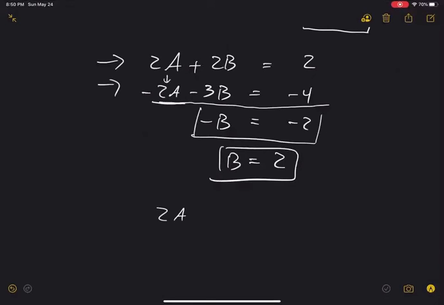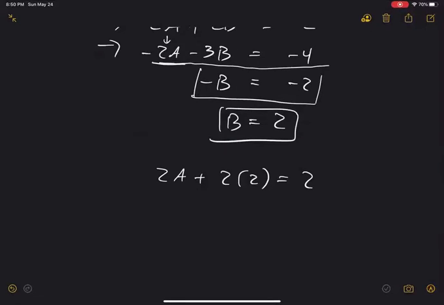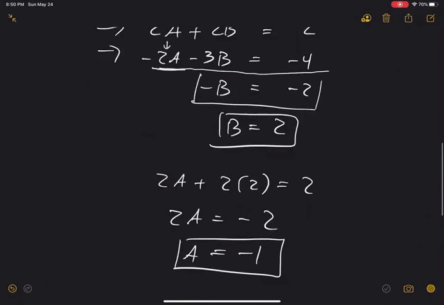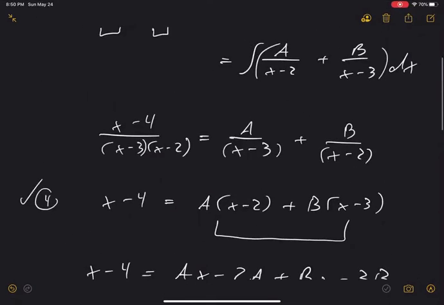I have 2a plus 2b equals 2. Well, b is equal to 2. So I got this. So I have 2a equals negative 2. So a equals negative 1. All right, so now I know my constants.